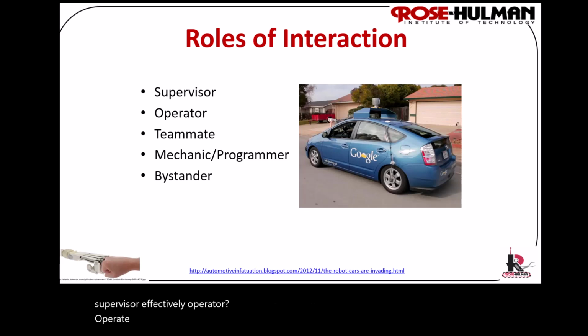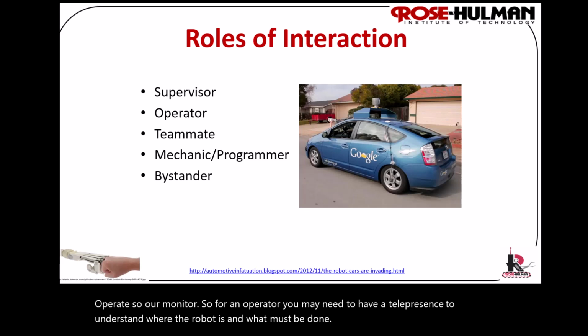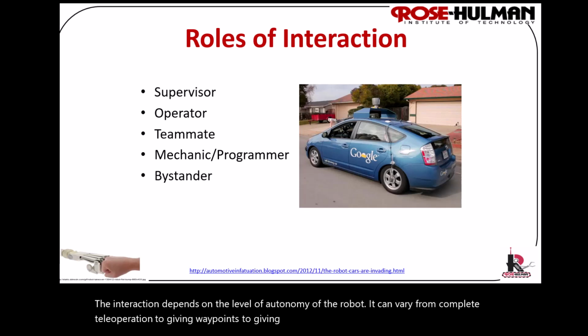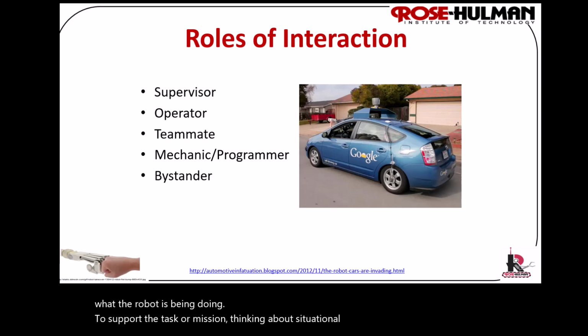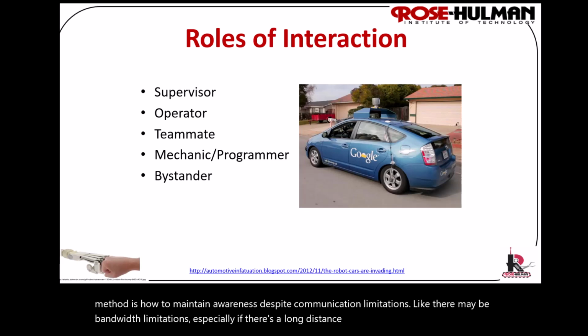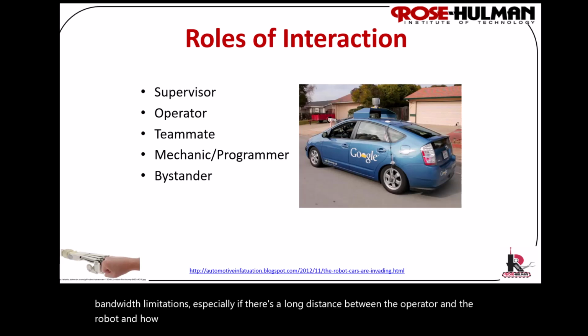Or monitor. So for an operator, you may need to have telepresence to understand where the robot is and what must be done. The interaction depends on the level of autonomy of the robot. It can vary from complete teleoperation to giving waypoints to giving high-level tasks to specify a mission. And there needs to be an awareness of the robot's health, environment, and what the robot is doing to support the task or mission, thinking about situational awareness. The challenge with this method is how to maintain awareness despite communication limitations, like bandwidth limitations, especially if there's a long distance between the operator and the robot, and how many robots can be controlled by the operator.